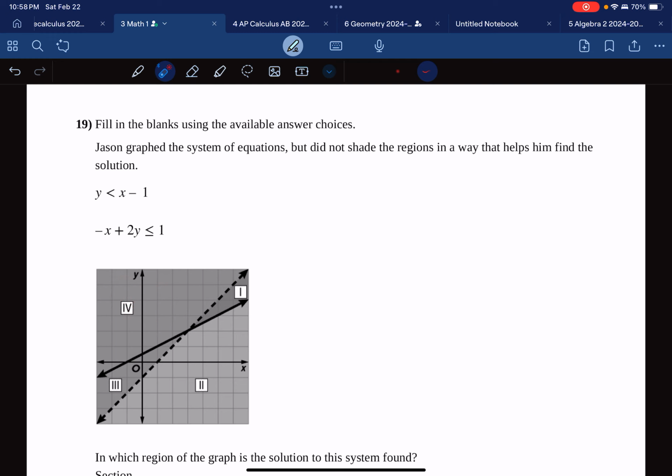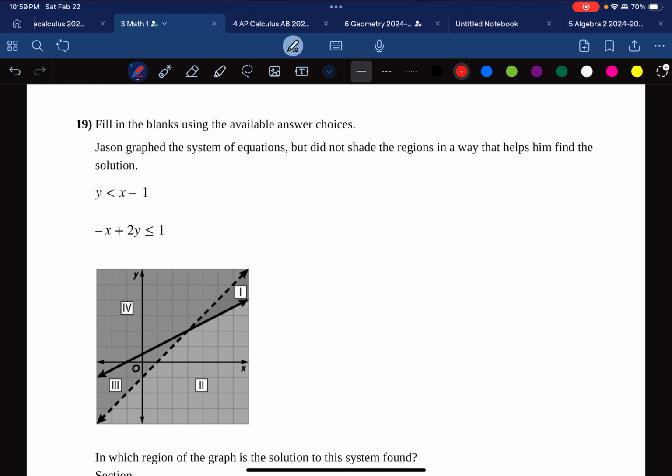So really, all we need, he did all the heavy lifting, by the way. He graphed the lines, he made sure they're solid versus dashed. All we need to do is do test points. So I'm noticing that this test point right here, my favorite one, the origin 0, 0, is not on either of the lines. So that means we can use it. Any point that's not on a line is a great test point. 0, 0 being my favorite because 0 times anything is 0, and it makes multiplication very, very easy.